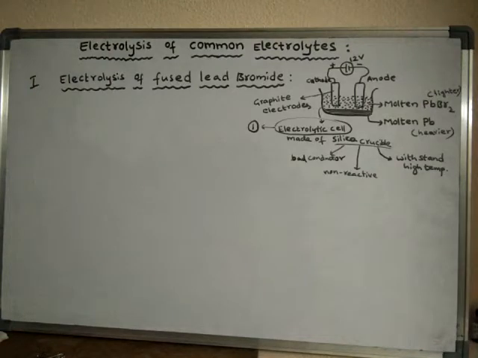We were learning electrolysis. Okay. So today we will learn about the electrolysis of common electrolytes. The common electrolytes we will discuss are lead bromide, acidulated water, and acidified copper sulfate solution, aqueous solution. So we will discuss these three electrolytes.